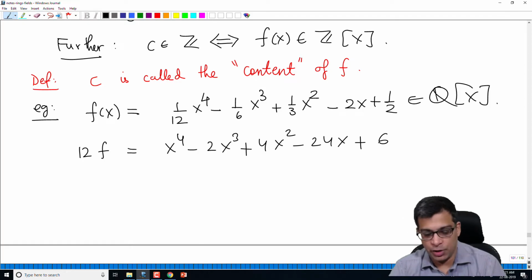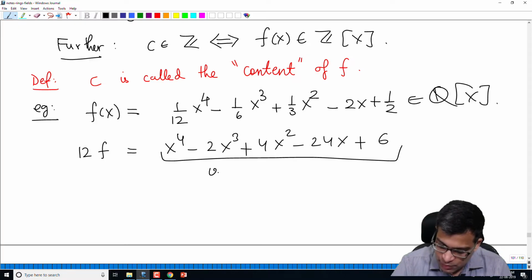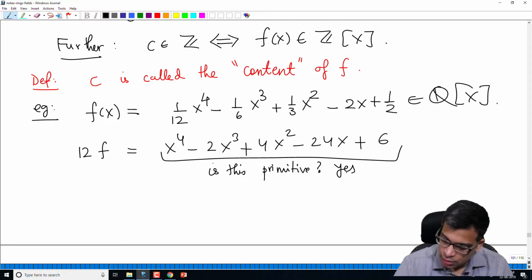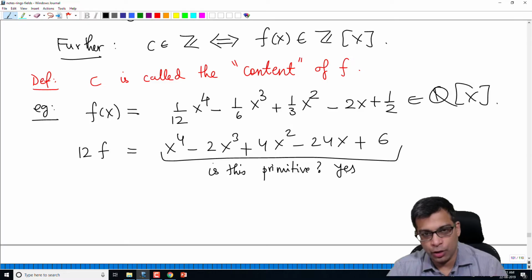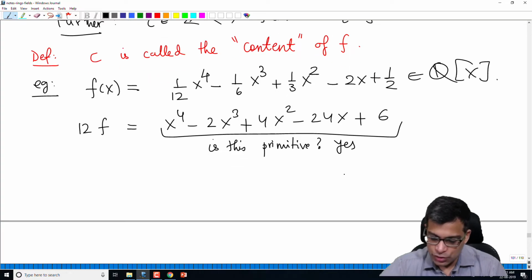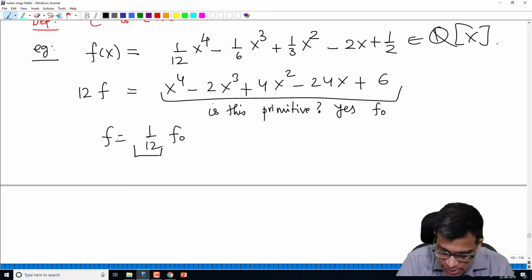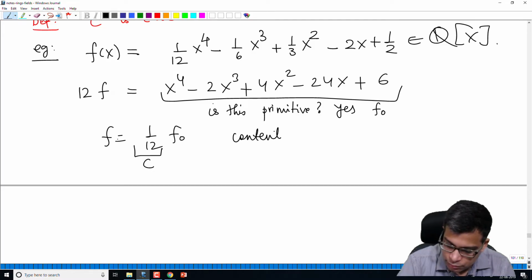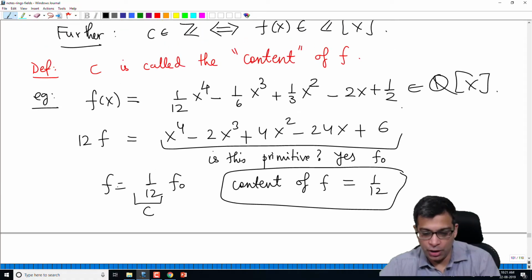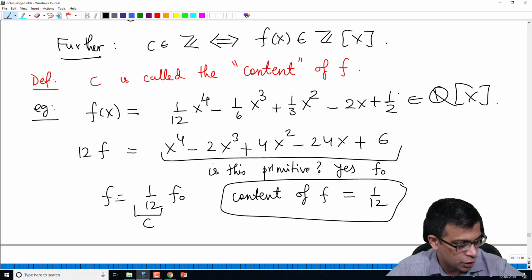So clear the denominator to get an integer polynomial. Now see if that integer polynomial is primitive or not. Is this primitive? It is, because it has positive degree 4, the leading coefficient is 1, which is positive, and the coefficients have GCD 1 because one of the coefficients is 1. So this is our f0. Now f can be written as 1/12 times f0. So this is C. The content of f(x) is 1/12. So in this example, content is 1/12. Exactly the same process we now perform, so there is nothing strange here.